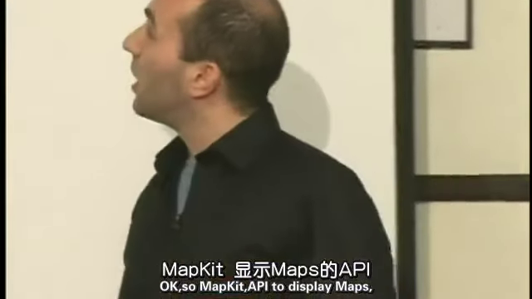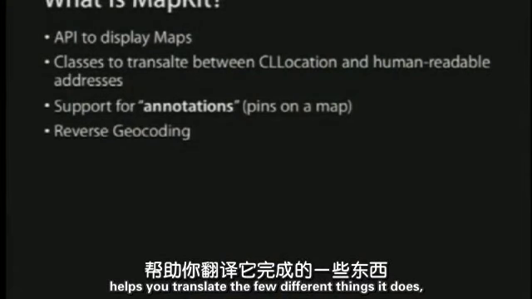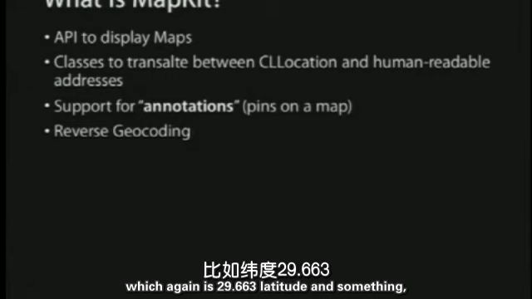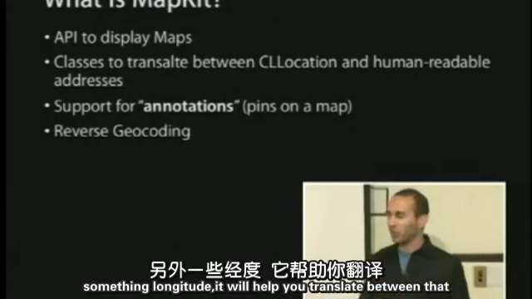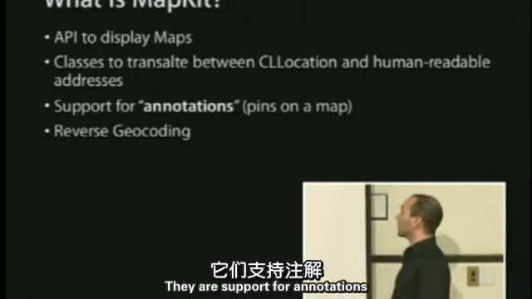Okay, so MapKit, an API to display maps, helps you translate. There's a few different things it does. It helps you translate between a CL location, which again is like 29.663 latitude and something longitude. It'll help you translate between that and a human readable address.